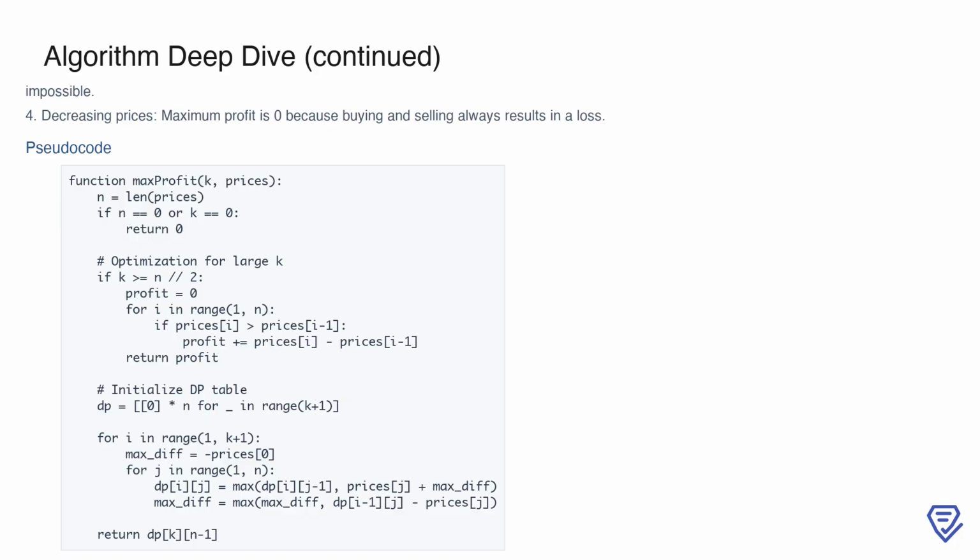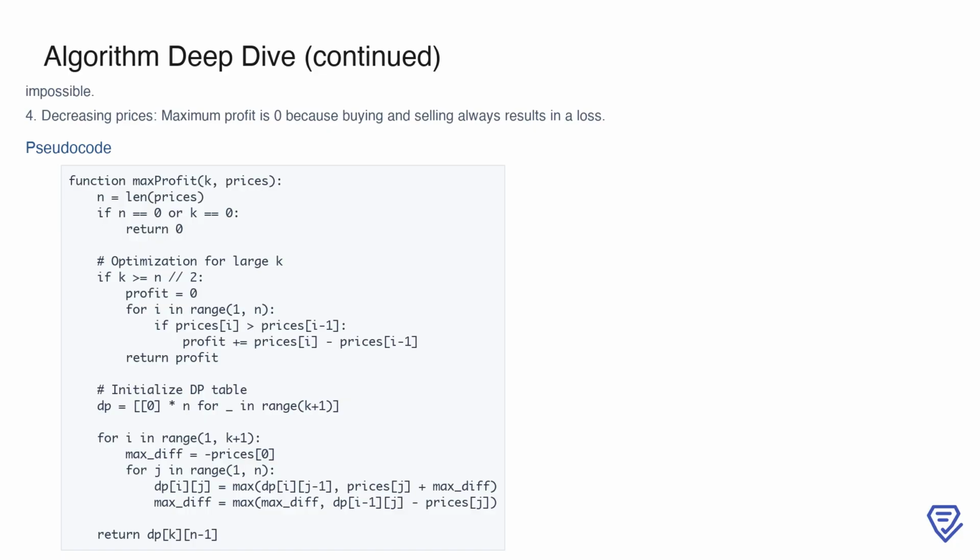For the pseudocode, the first step checks if the input is trivial, such as when k or the number of days, n, is 0. In such cases, the function immediately returns 0. If k is very large, the problem simplifies to the unlimited transactions case, which we solve by summing the profits from all upward price movements.